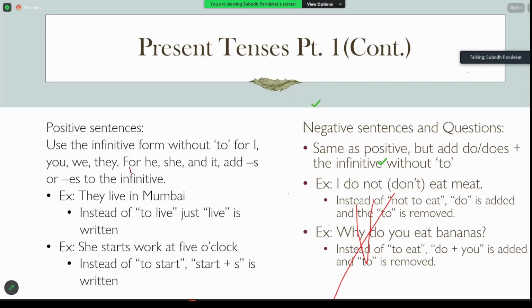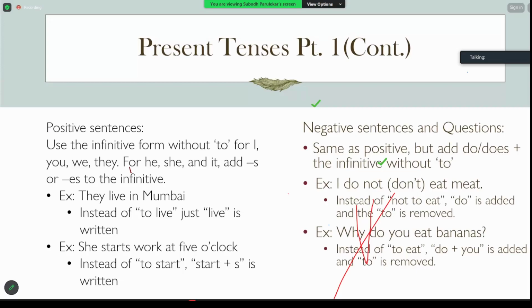Okay, so this is the present simple continued. And this is the difference between positive sentences and negative sentences. Let's talk about positive sentences first. In positive sentences, we use the infinitive form. Infinitive form means anything with to and then a verb.